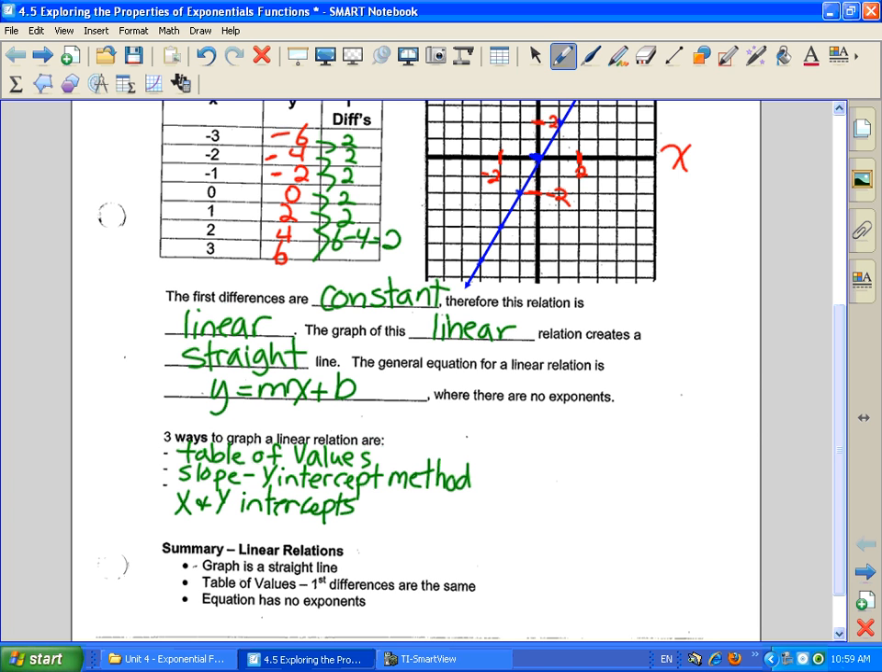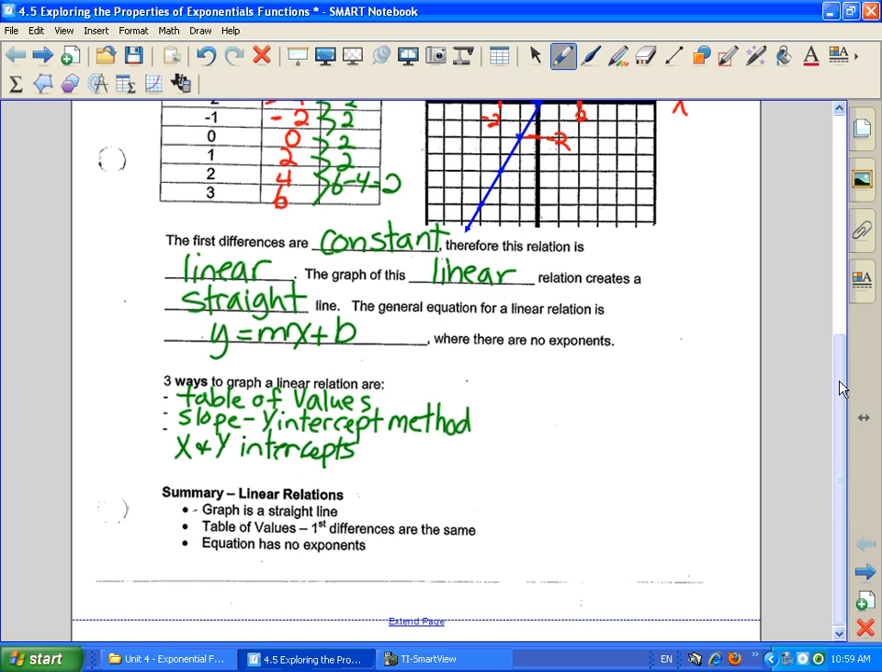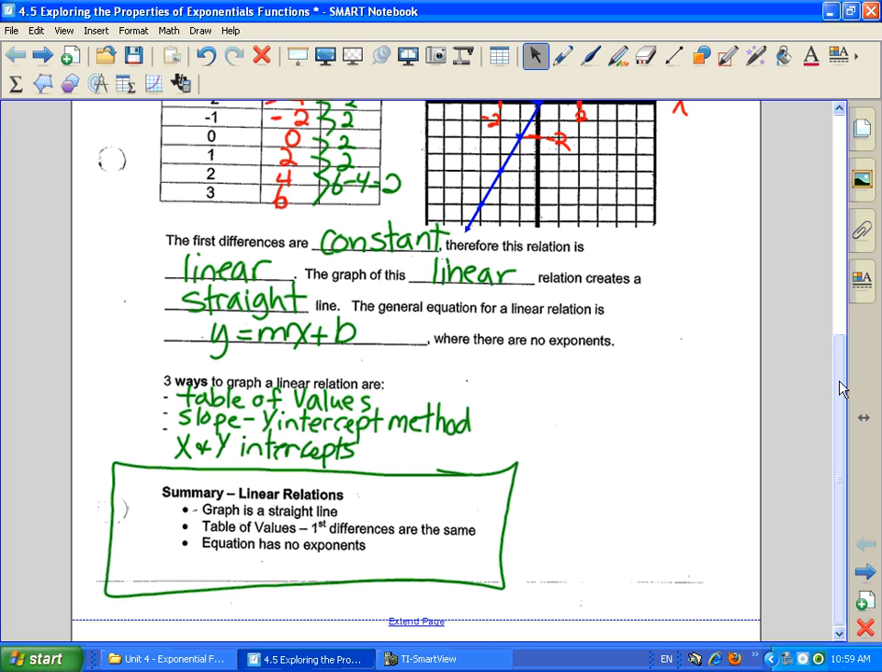All right. So the important thing that we want to carry away from this is any linear relation: the graph is a straight line, in the table of values the first difference is the same, and with the equation there are no visible exponents. All right, let's compare that to our second graph.